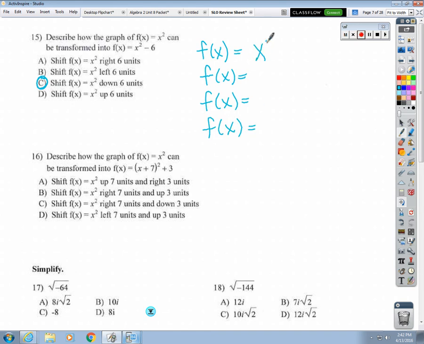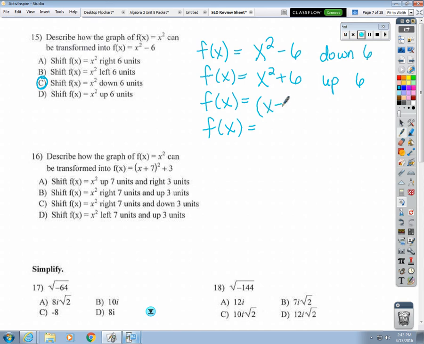Okay, if you have x squared minus 6, that's down 6. If you have x squared plus 6, that's up 6. Those are what we call the outside numbers. Negative 6 and positive 6 are outside. They go up and down. Minus is down, positive is up.